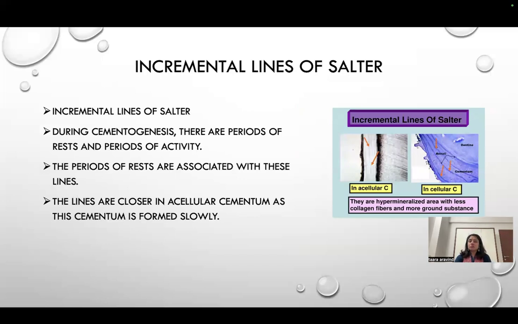Now, just like enamel and dentin, cementum is also laid down periodically, and there are periods of rest and periods of activity. The periods of rest are associated with the incremental lines, and in cementum you call them the incremental lines of Salter. These lines are closer in acellular cementum as the cementum is formed very slowly. So what are these incremental lines? They are hypermineralized areas with less collagen fibers and more ground substance.